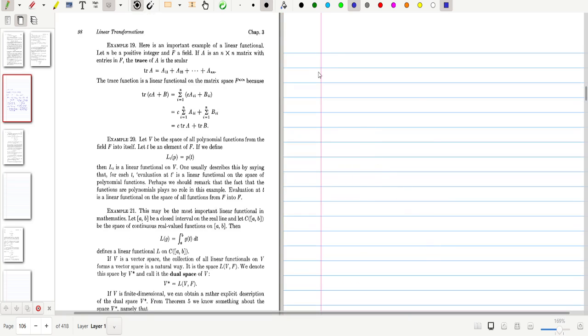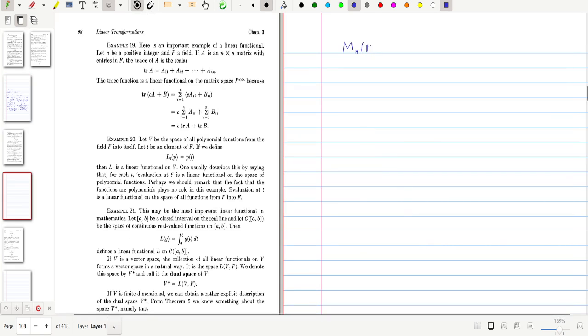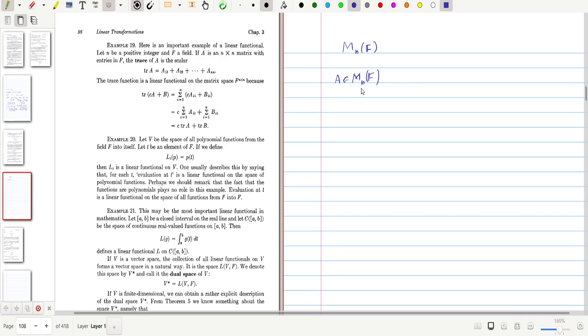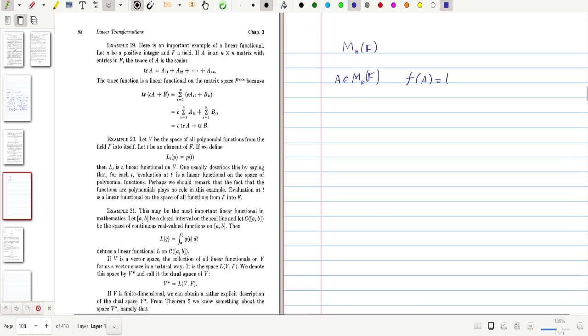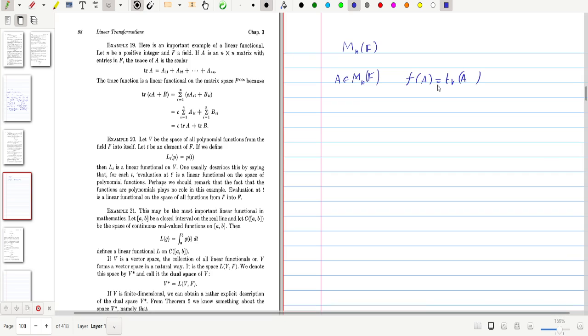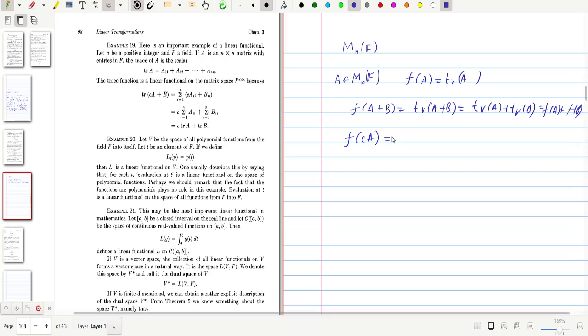Then we have another example. Consider M(n, F), the set of all n by n matrices over F. For A belonging to M(n, F), we define the linear functional f of A as the trace of A. So this is an example of another linear transformation: f of A is equal to trace of A. Then you can easily prove that f of A plus B is equal to trace of A plus B, but trace of A plus B is equal to trace of A plus trace of B. So this gives f of A plus f of B. Similarly, f of cA is equal to trace of cA, that is c times trace of A. So this proves the definition of a linear transformation for this f. This is c times f of A.